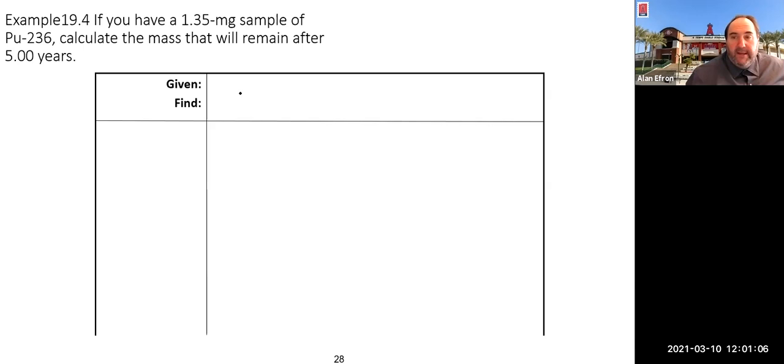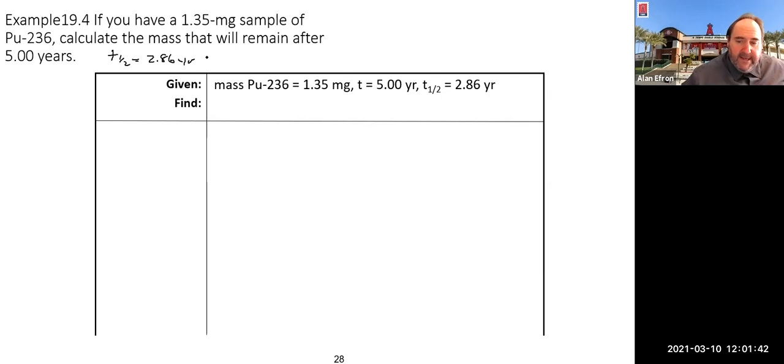So let's take a look at one here. Why don't you give it a try? We have a 1.35 milligram sample of plutonium-236. We want to know how much mass will remain after 5 years, and the half-life of plutonium-236 is 2.86 years, I believe. So why don't you take a second and see what you come up with? What we're looking for is basically how much should remain after that period of time. So take a minute or two, and then we'll talk about it.